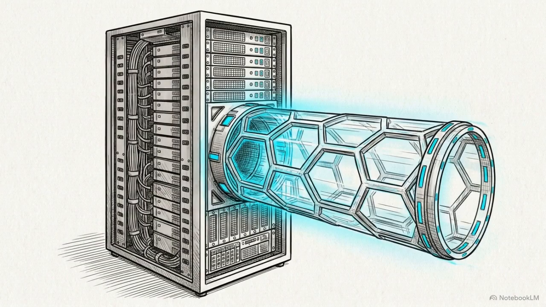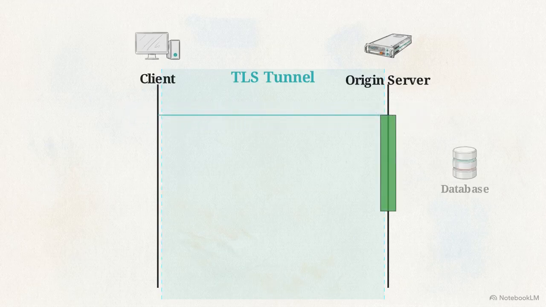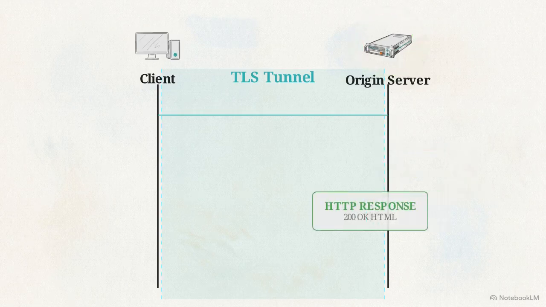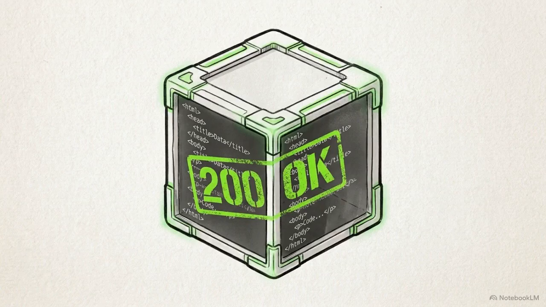With the encrypted tunnel established, the system finally invokes HTTP, the application layer language browsers and servers use to communicate. On the sequence diagram, the HTTP GET request travels securely through the TLS tunnel to the origin server. The server executes its backend logic, querying databases and rendering templates before firing a response back to the client. That HTTP response carries a status code indicating success, response headers, and the base HTML document.